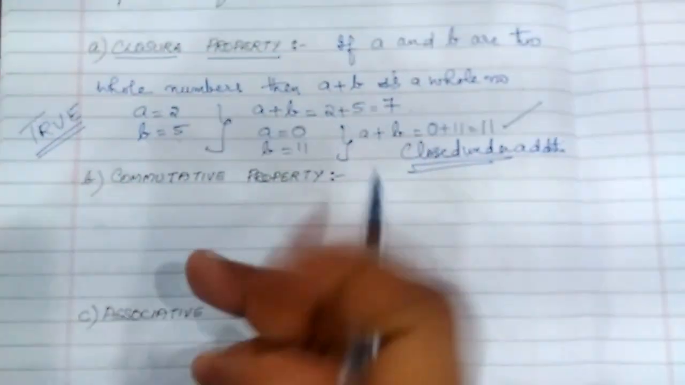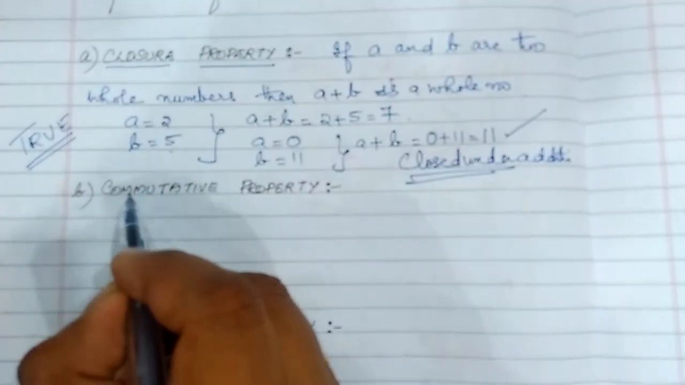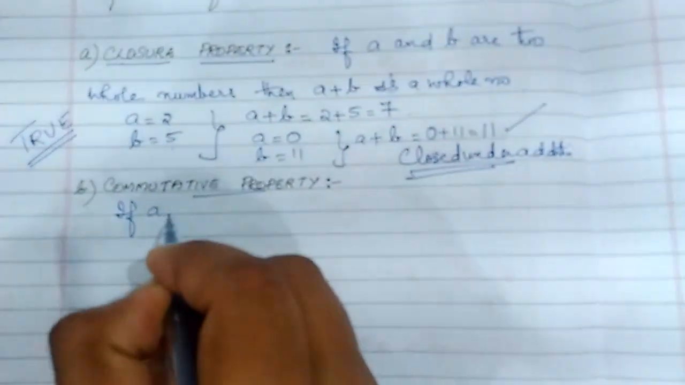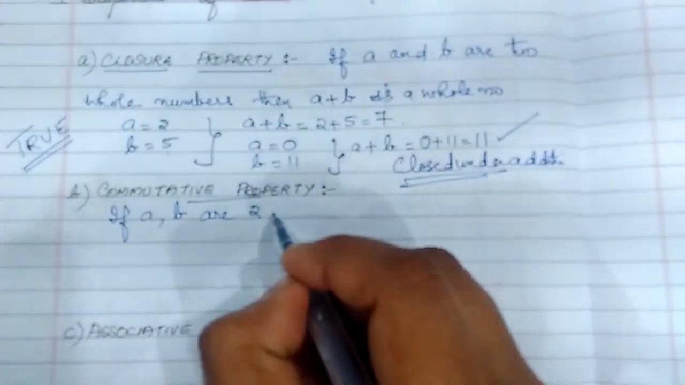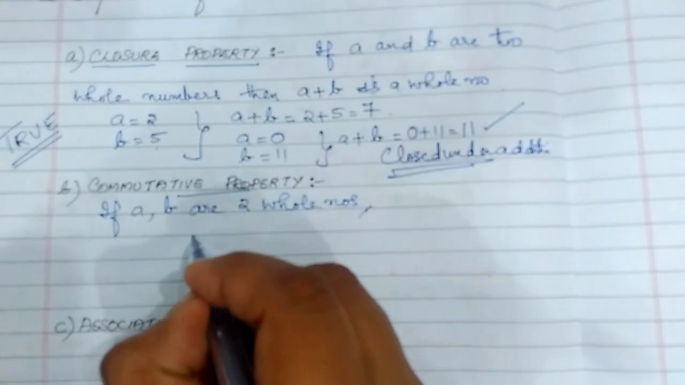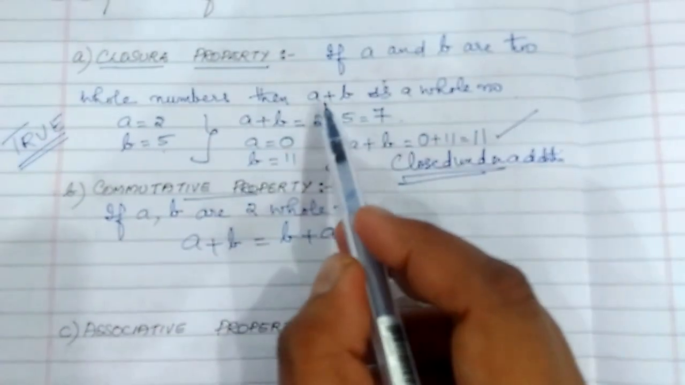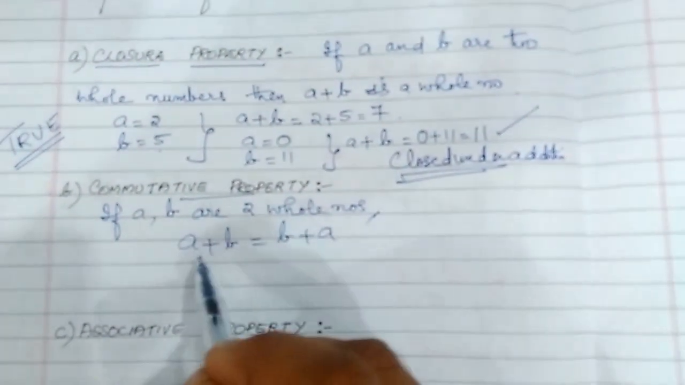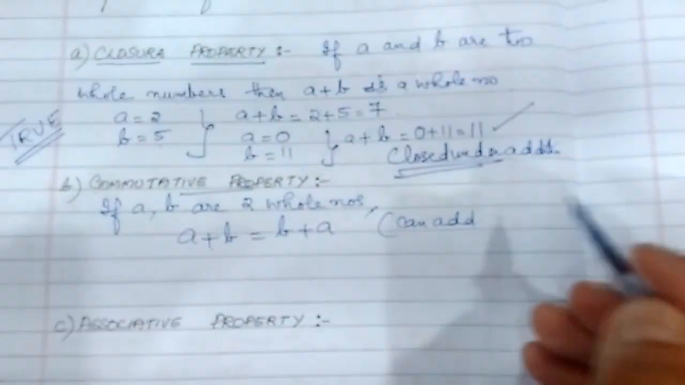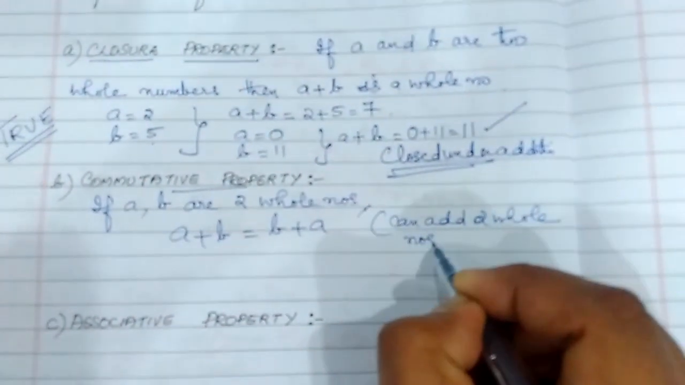Okay, next is commutative property. Normally students make the spelling mistake. It is not communicative, it is C-O-M-M-U-T-A-T-I-V-E, commutative. Again, if A, B are two whole numbers, because the chapter itself is whole number, then what happens is that A plus B equal to B plus A. Now you will ask me, what is this? First you told A plus B is a whole number, yes. Now see, A plus B, B plus A means you can add two whole numbers in any order.